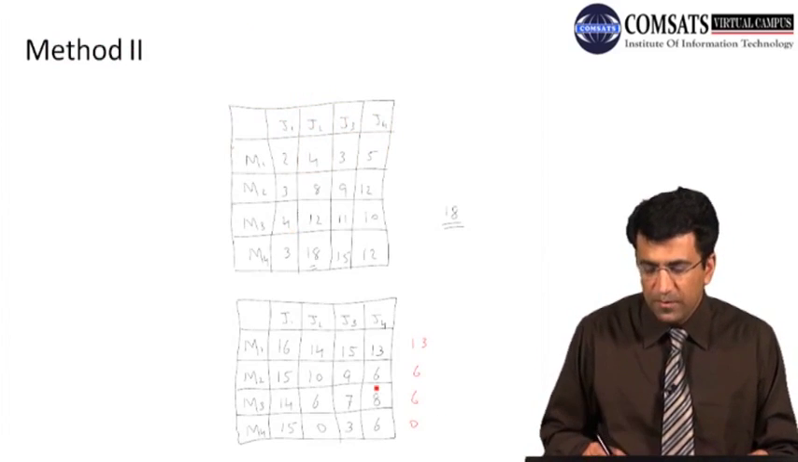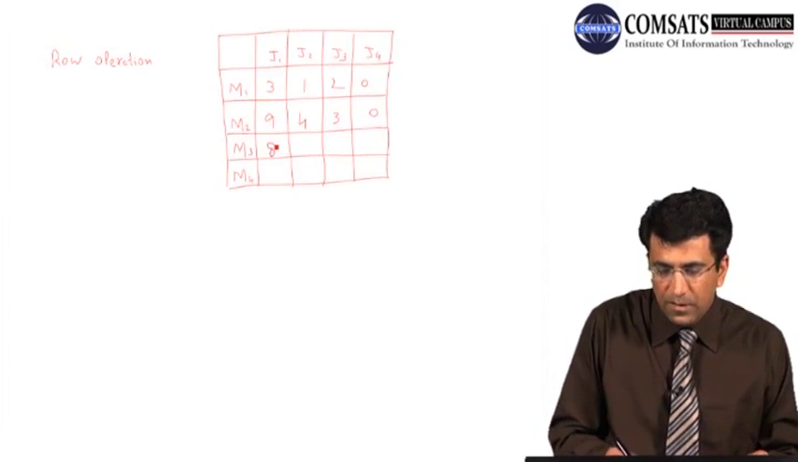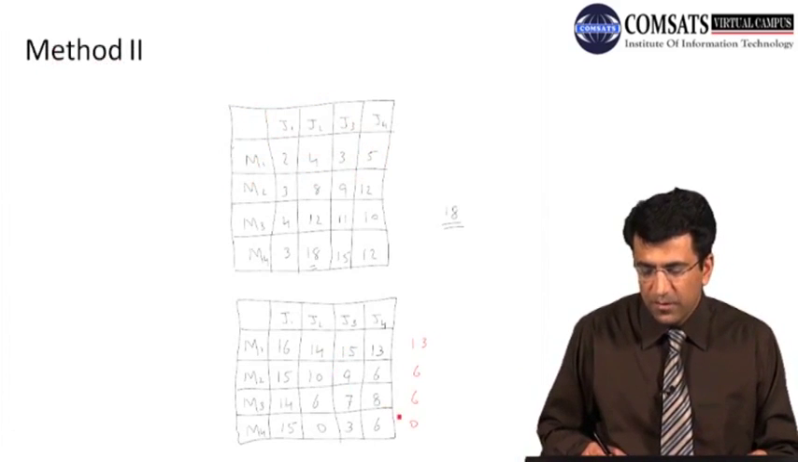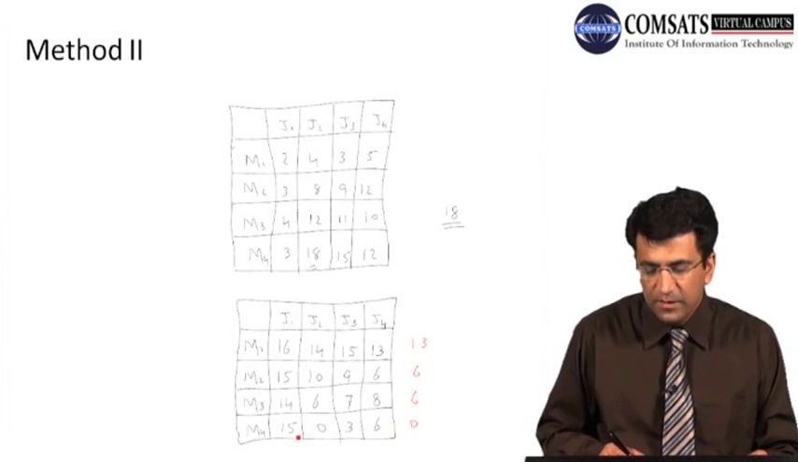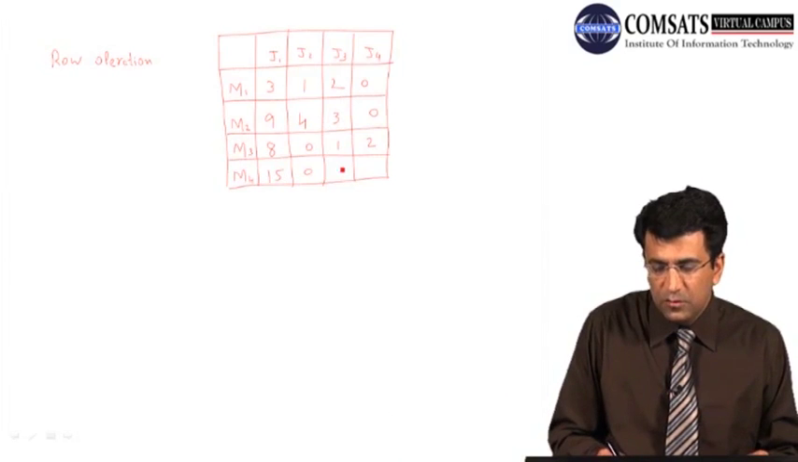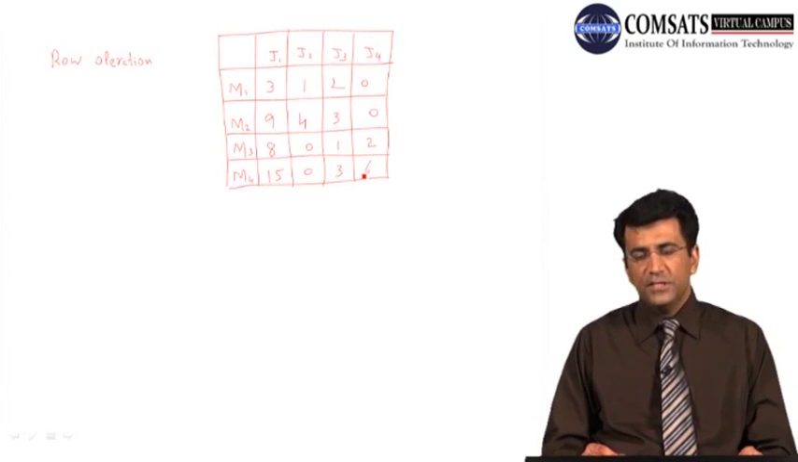Similarly in row 3 the minimum number is 6. If we subtract this 6 from this row, it will become 14 minus 6, that is 8, 0, 1 and 2. Similarly, in the fourth row the minimum number is 0, so it will remain the same, that is 15, 0, 3, 6. Now class, what we have done is we just have applied the row operation, and now we will apply a column operation.